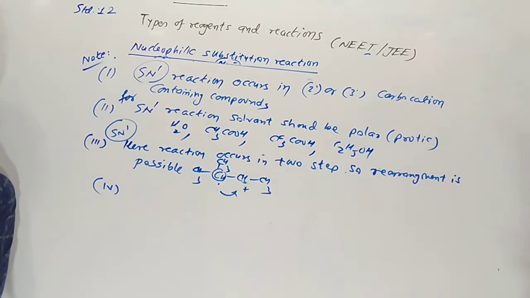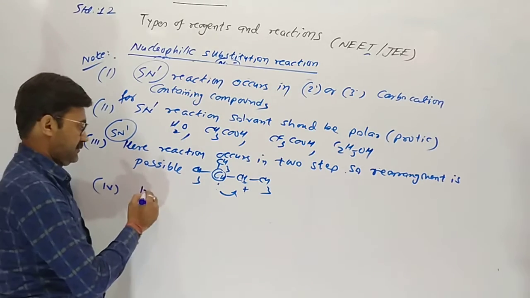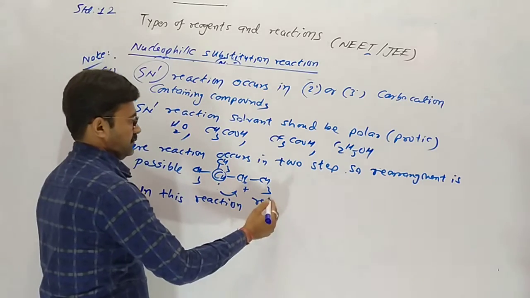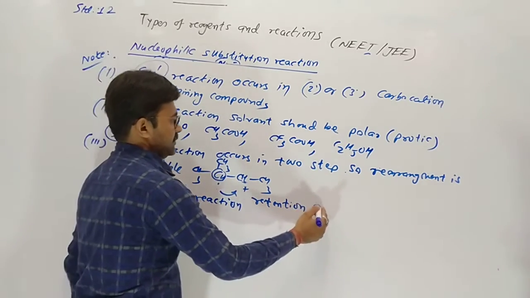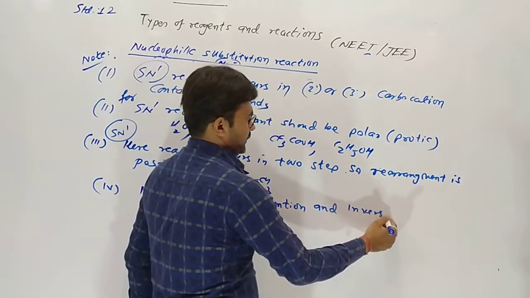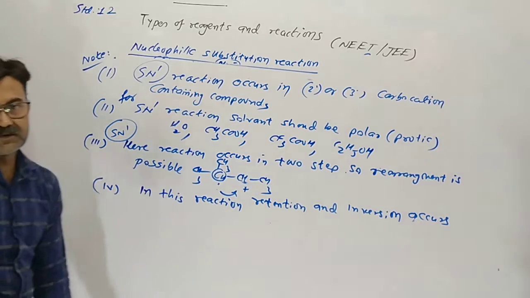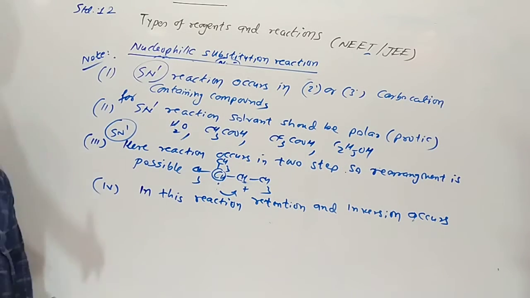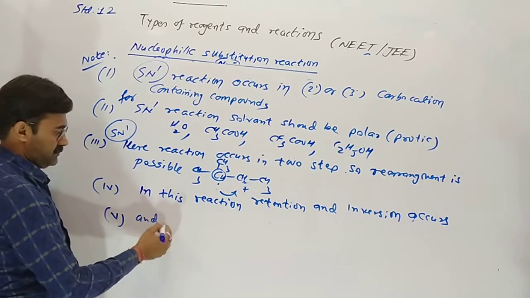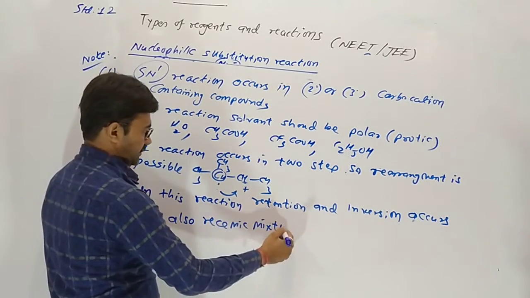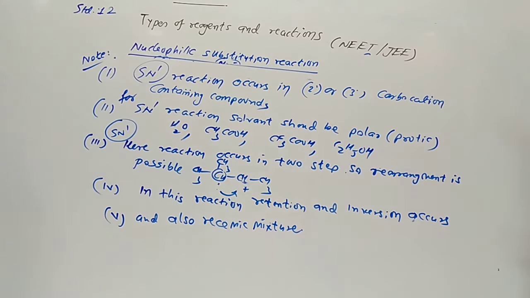In this reaction, inversion as well as retention occurs. Retention and inversion occur, and also a racemic mixture occurs in SN1 reactions.